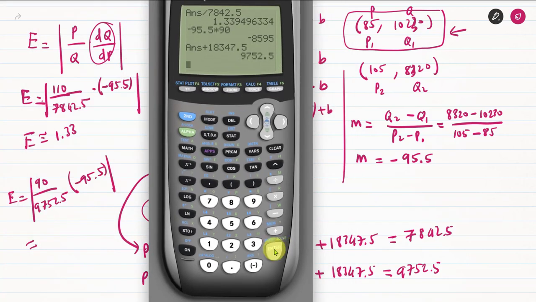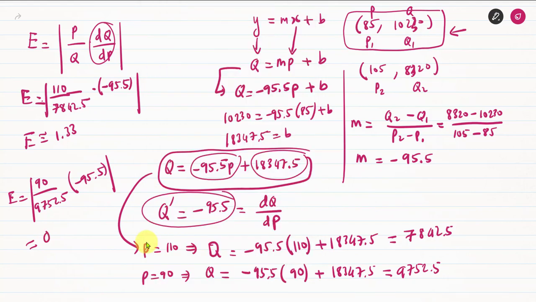Okay, so we take 90, right? 90, we divide by this number, 9 something, and then we multiply by 95.5. Again, I don't need to worry about the negative value because that will turn into positive. And I get 0.88 is my new elasticity of demand. This is less than 1, so it's inelastic.